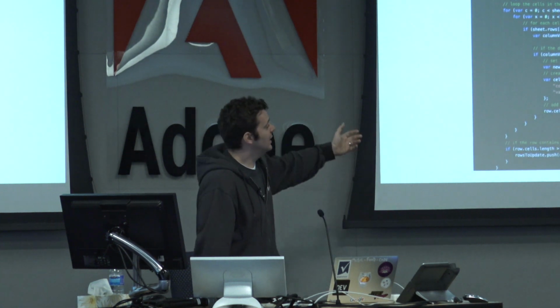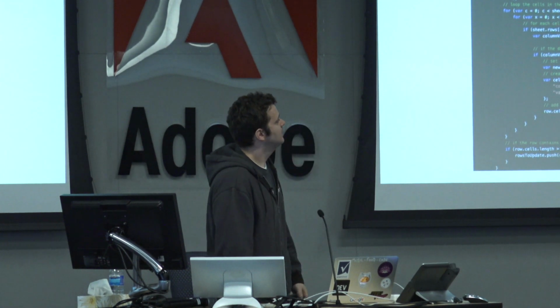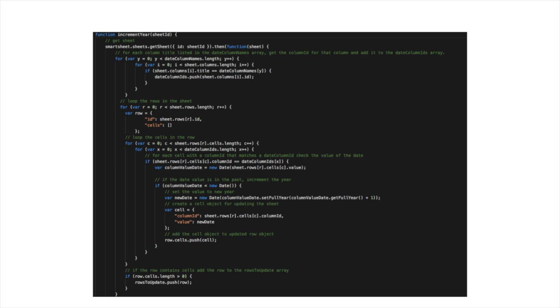So that's when I created this code here. It's basically finding the birth date column, then going over all the rows in the sheet, finding the cell with the birth date column ID, updating the year if it's in the past, and then submitting it to the Smartsheet API. Again, 50 lines of code to do 5 things.